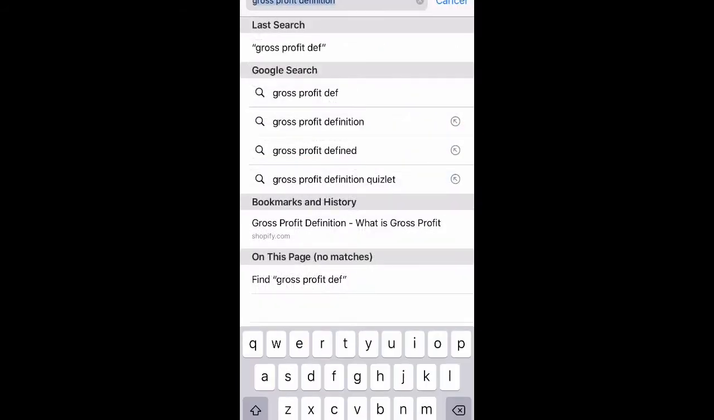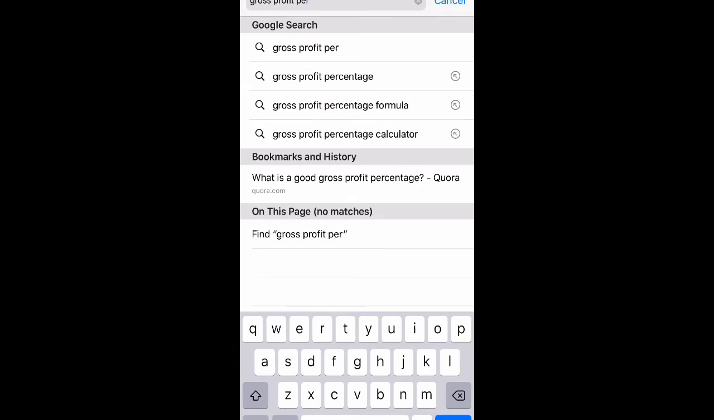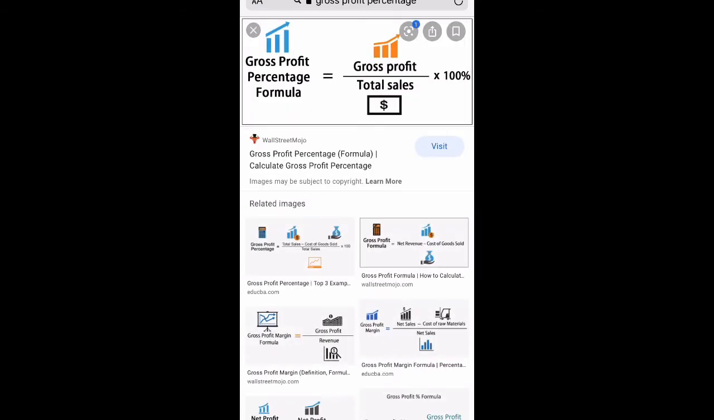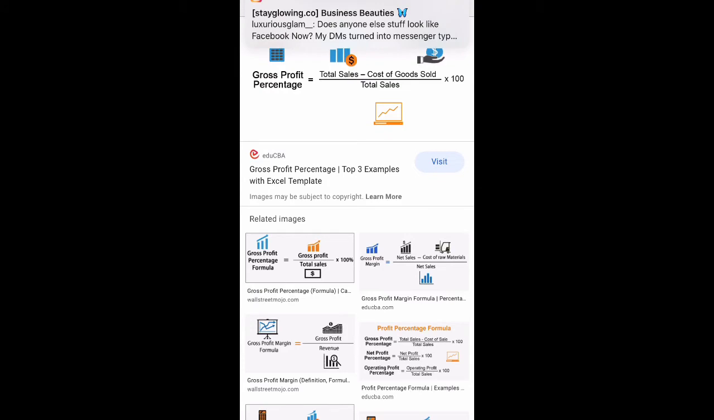So then, in order to find your gross profit percentage, that's very, very important. This is the formula. Let's go to the picture so it's more clear for y'all. So you want to do total sales minus cost of goods sold, and then divided by total sales times 100. So that's what you want to do.